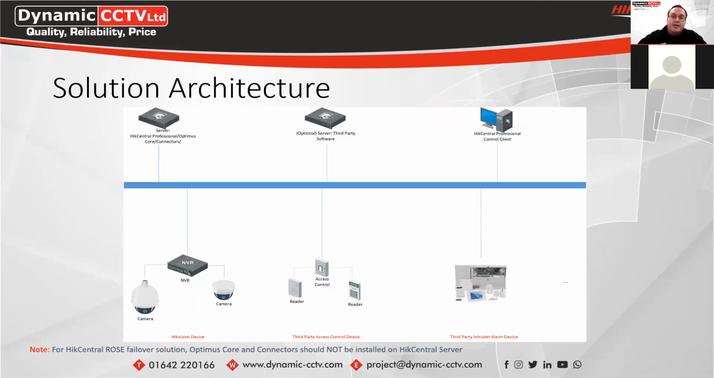So we've got our CEE control client at the top right, our CEE server, and also a third-party server or software, which is then linked up using the Optimus solution, and that can then link with the Hikvision devices that are added to the system, as well as third-party access control or third-party intruder panels, which would be the likes of Galaxy alarm panels, which there is currently a connector available for. The system will actually use different connectors depending on what third-party device you need to integrate into CEE through Optimus.